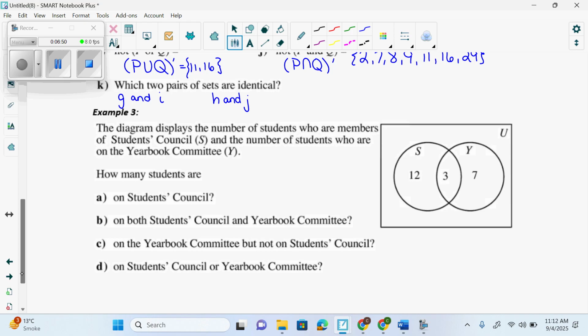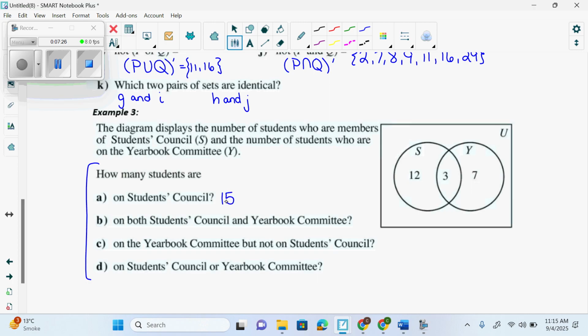So let's read it. It says the diagram displays the number of students who are members of the student council and the number of students who are on the yearbook committee. Answer these questions. Go. So it says how many students are on student council? Does it say student council only? If it said student council only, I would pick 12. But it says student council. So I have to go to the student council circle, and how many is it? 15.